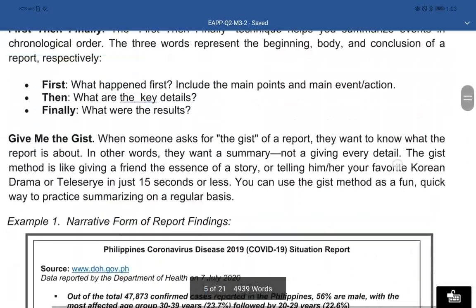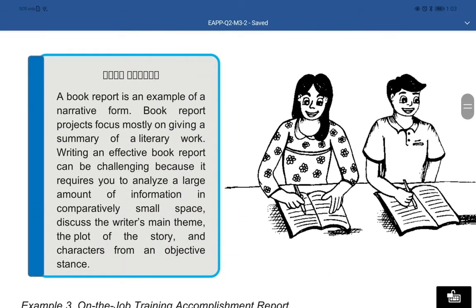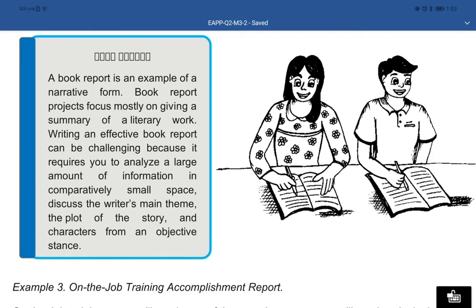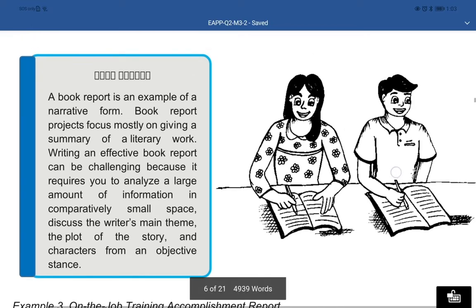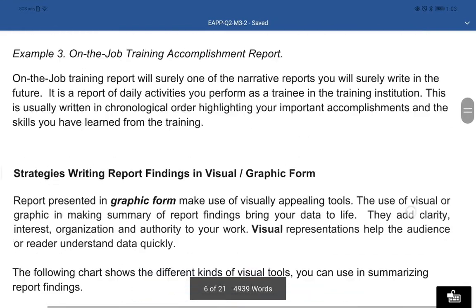Yan, yung mga who, what, where, how, paano nakolekta yung data, ano yung nakolektang data. Yan, halimbawa, yan. Nung 5 W's. Ito naman, itong book report summary, it's an example of give me the gist. Yan, kasi it's a book report is an example of a narrative form.